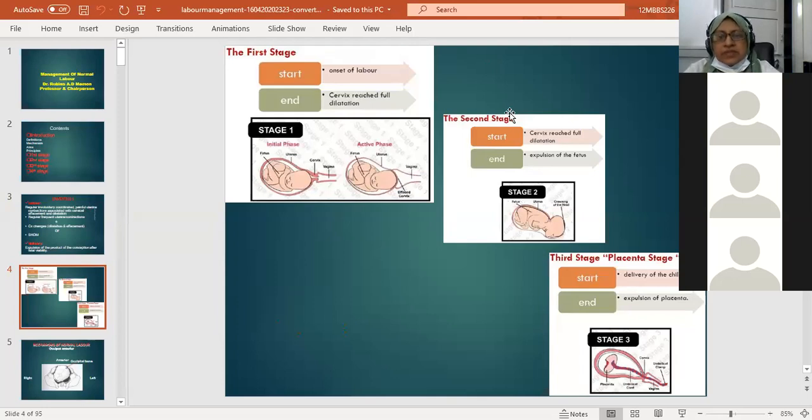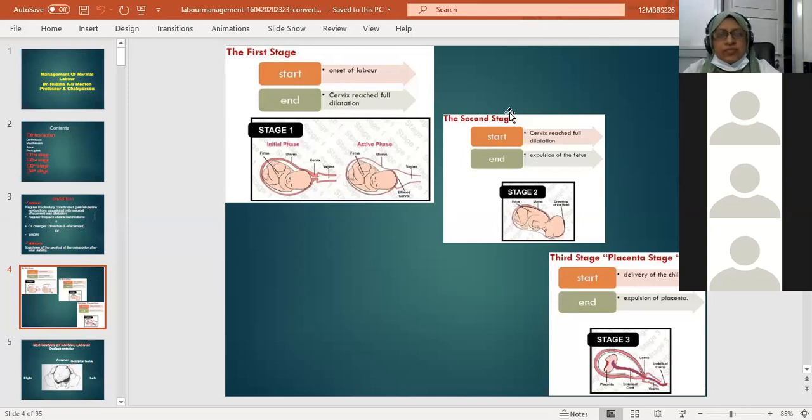What do we mean by the passenger? Passenger is a fetus. It could be the fetal head, it could be the fetal shoulder or also the whole fetus. Now what is the power? Power means uterine contraction. So for the normal labor, the passenger should be in the normal attitude. The passage should be adequate. The power should be adequate. That's why the normal labor will occur. Otherwise, the labor could be abnormal, it could be prolonged, it could be obstructed.